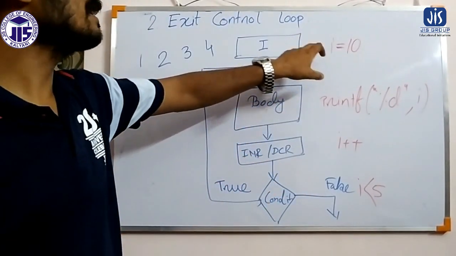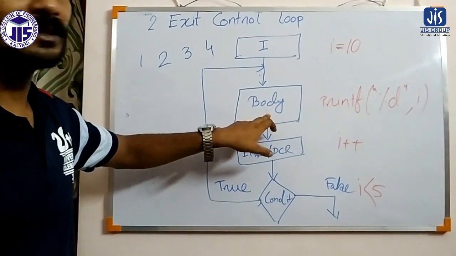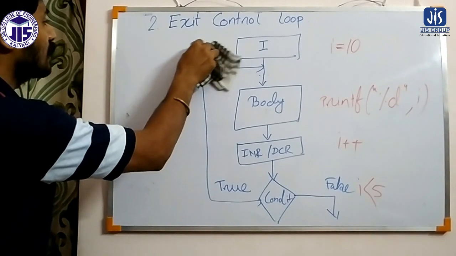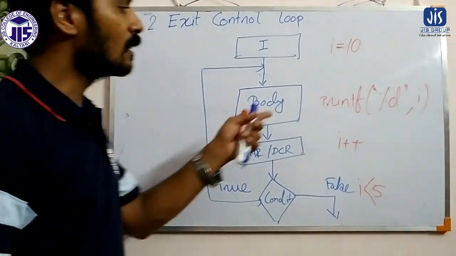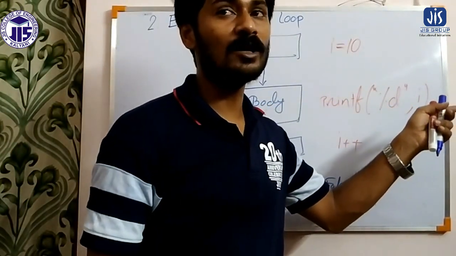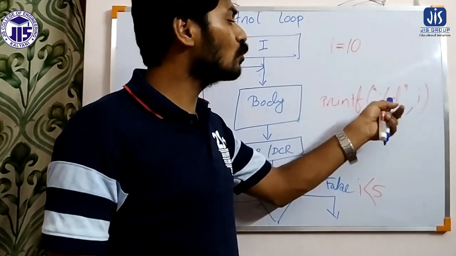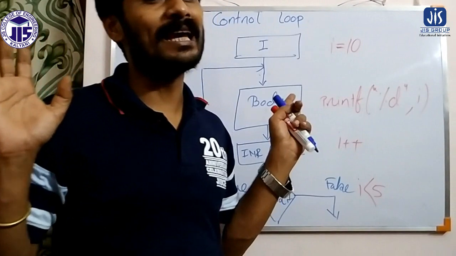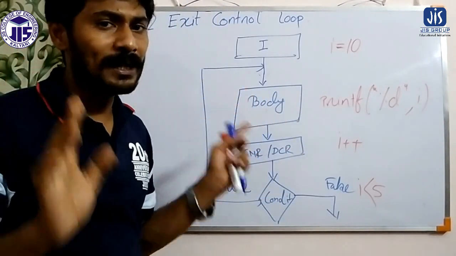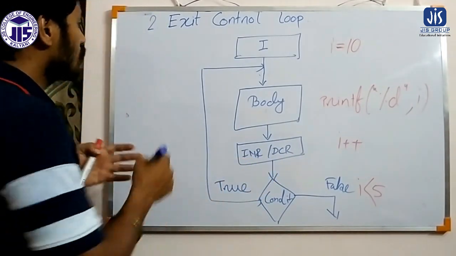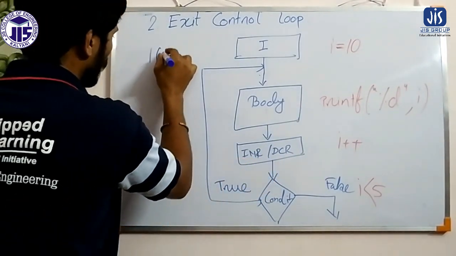So when the value of I is 10, what is the next statement? The body, and in the body we have the printf statement. So that means the printf will execute because we are not applying the condition before. To execute this printf statement, we need not satisfy any condition. We can execute it. So the output we will get is 10 first.